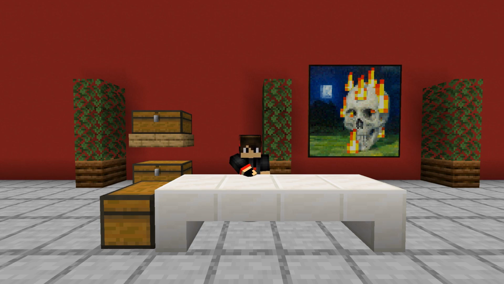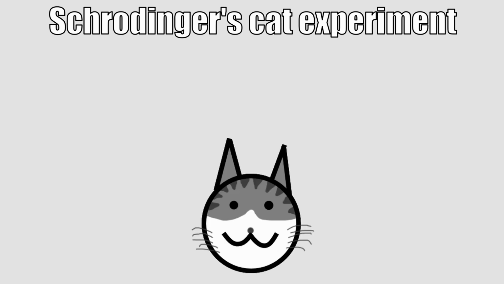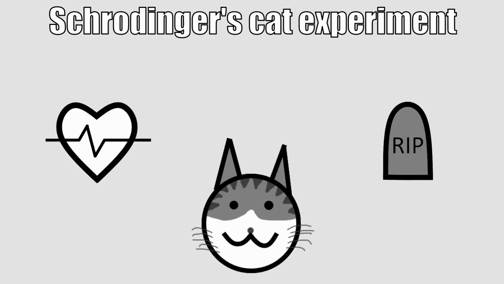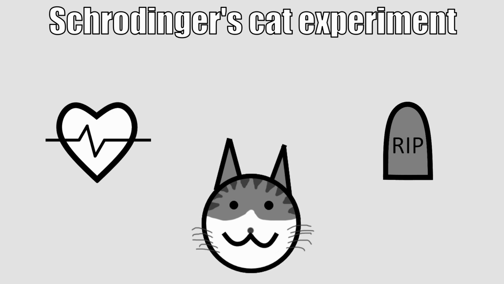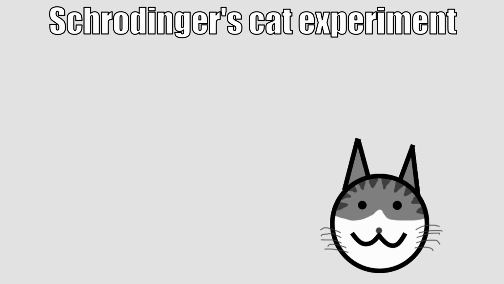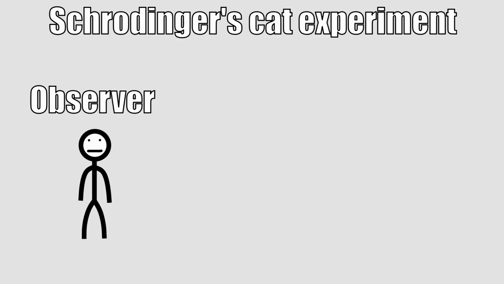To answer this question, we will need to briefly explain what a Schrödinger's cat experiment is. To put it simply, Schrödinger's cat experiment is an experiment where the cat is both alive and dead at the same time. But how can that be? How do we know that it's both alive and dead at the same time? The answer? We don't. Schrödinger's cat experiment relies on the observer, in most cases a human, not seeing what's happening with the cat. Let me give you an example.